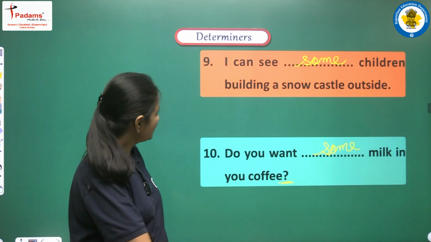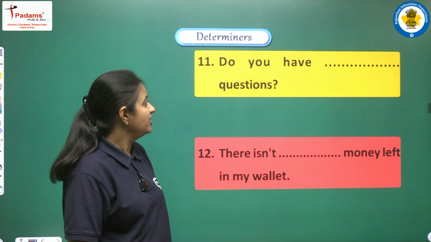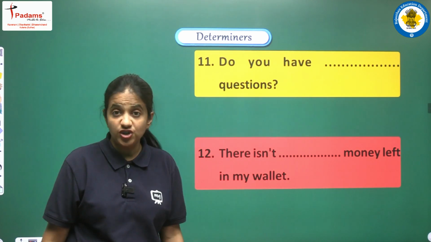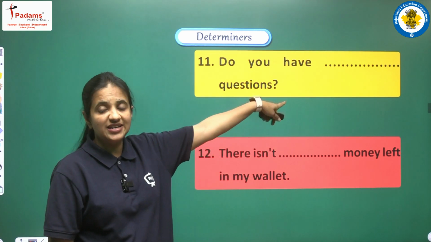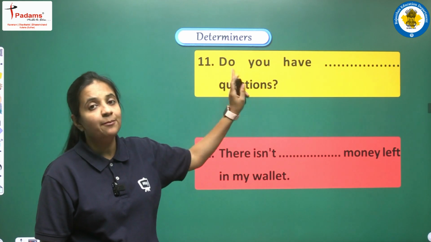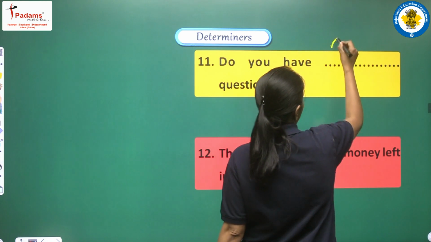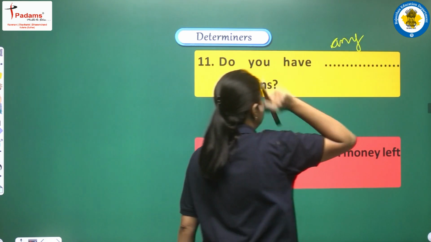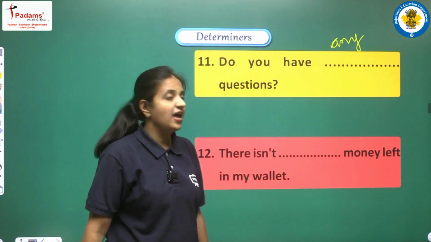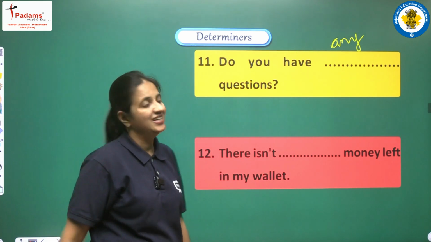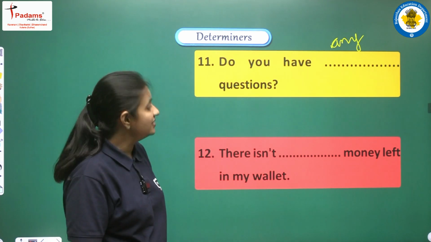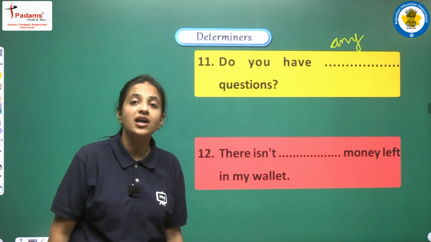Okay. Moving on, next we are having, do you have questions? So we are having an interrogative sentence, we are having one question mark at the end of the sentence. So because of this interrogative sentence, we have to use any here, and the complete sentence will be, do you have any questions?